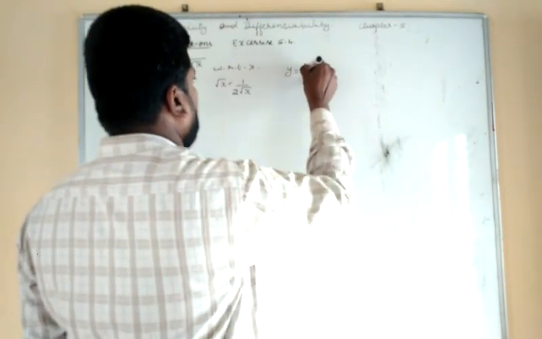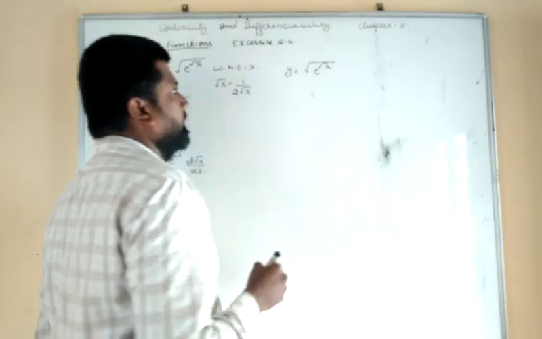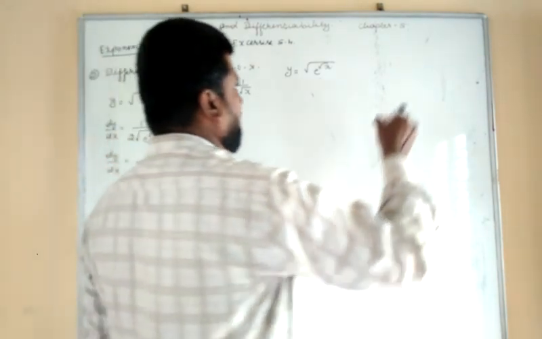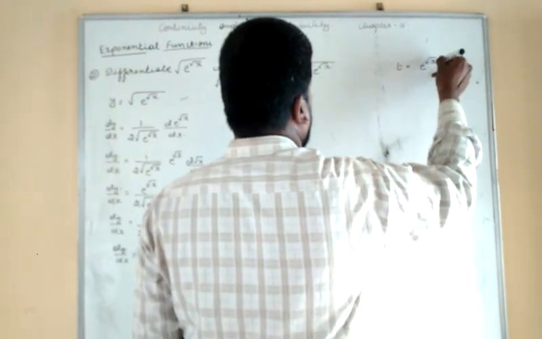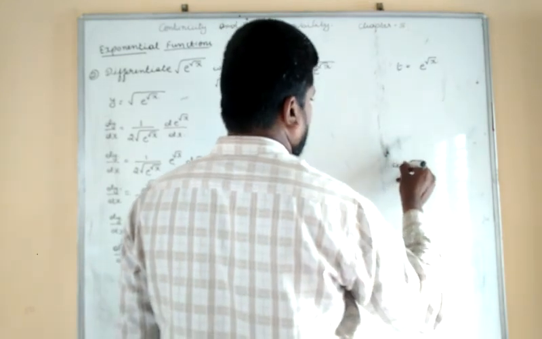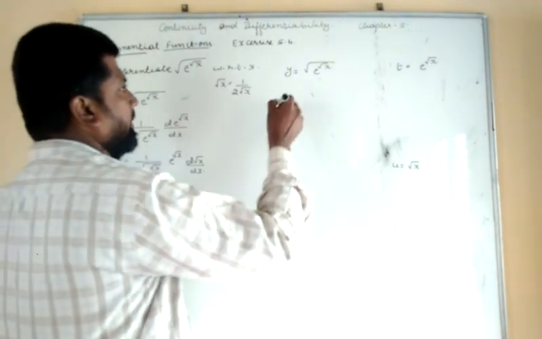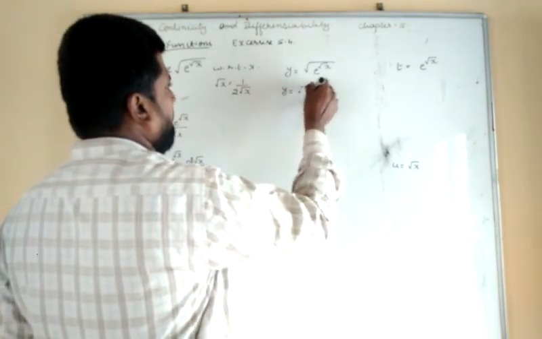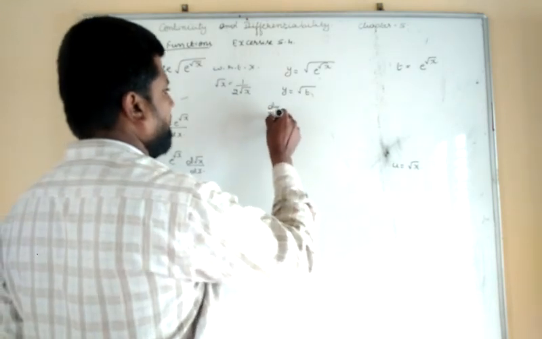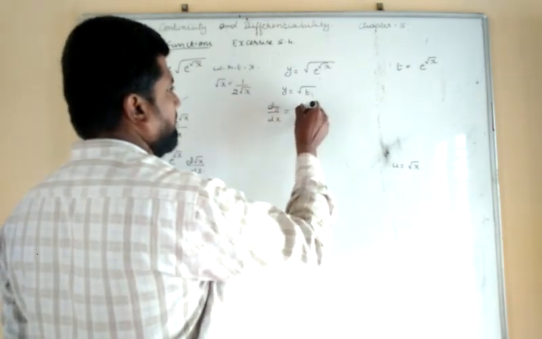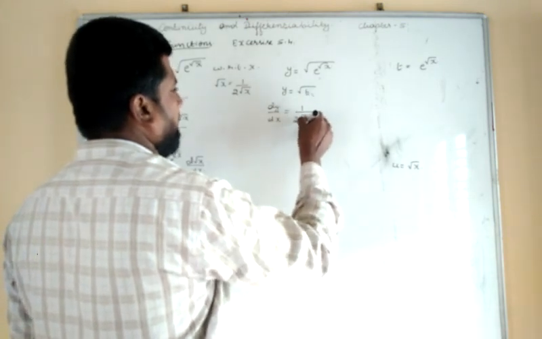Y is equal to root of e to the power of root x. Okay. So here let us take t is equal to e to the power of root x. Here again u is equal to root x. Let us substitute here y is equal to root t. Then differentiation of this, dy by dx with respect to x, is equal to 1 by 2 root t.